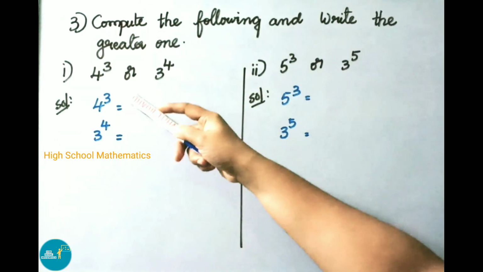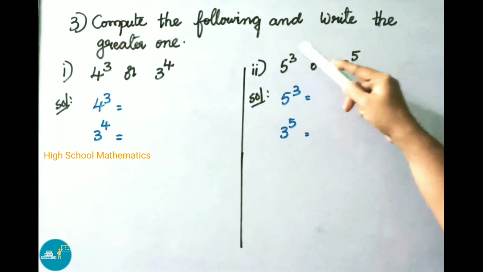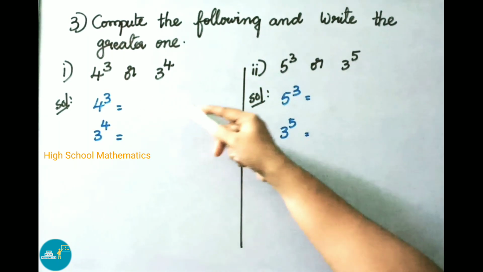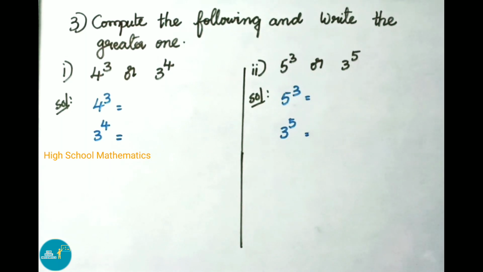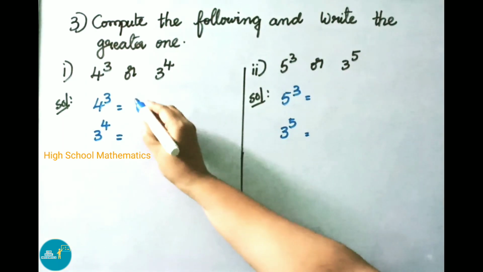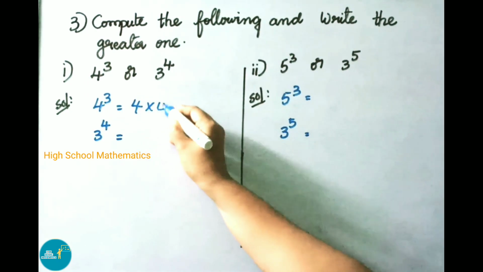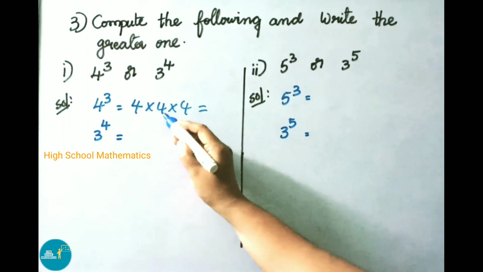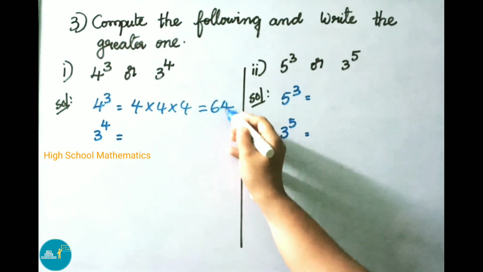Now the third question. Compute the following and write the greater one. See the first one, 4 power 3 or 3 power 4. Let us see the solution. 4 power 3 means 4 multiplied 3 times. That equals 4 4s are 16, 16 4s are 64.